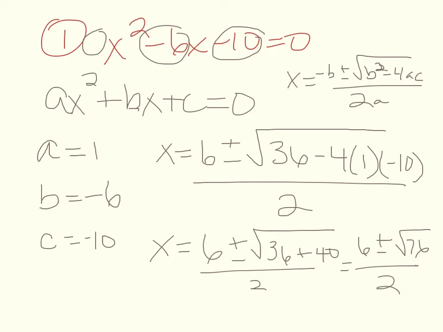All right, so the square root of 76 is 8.7. So I'm going to come over here. We have 6 plus or minus 8.7 divided by 2. Now you notice we have a plus and minus, so this is where my two answers come in. I have 6 plus 8.7 divided by 2, and then I have 6 minus 8.7 divided by 2. So I'm going to go ahead and do those, and I'm going to get 3.5 and negative 1.4.